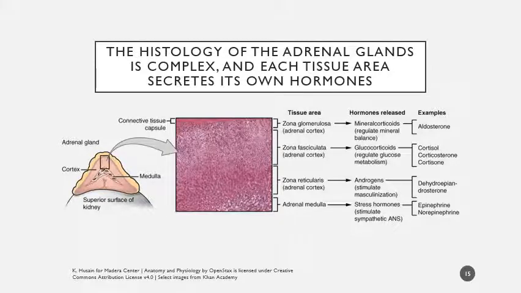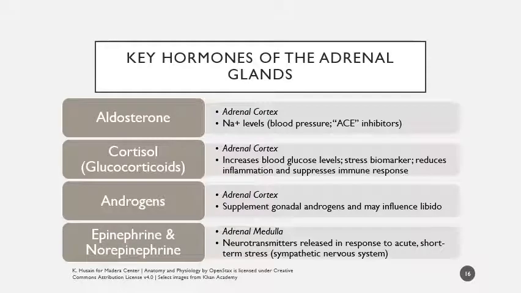Three of those are part of the adrenal cortex: the zona glomerulosa, the zona fasciculata, and the zona reticularis. Those are all part of the adrenal cortex. And then we have the adrenal medulla. There are different hormones produced in each of those locations. The adrenal cortex produces aldosterone.